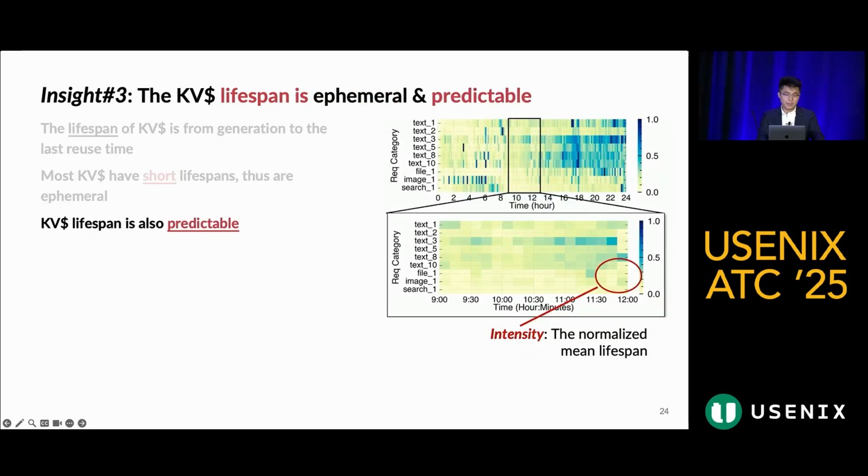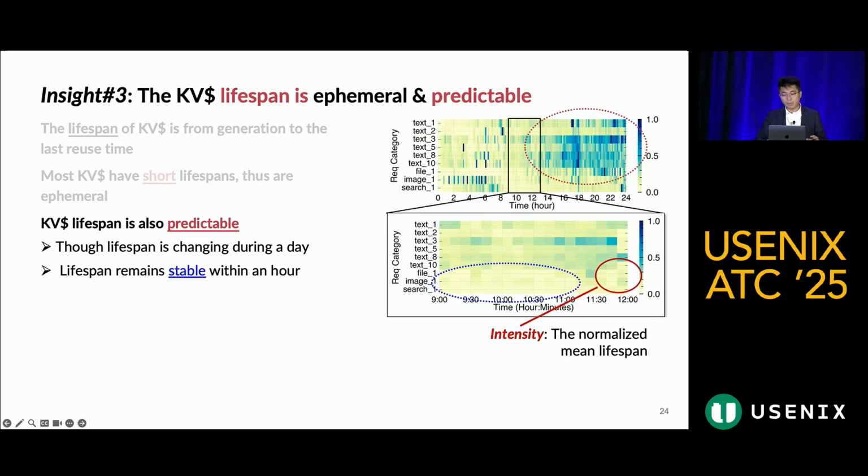More interestingly, we found that the lifespan of KVCache of a workload is also predictable. Look at the figure. We slice a day into 10-minute time intervals, and the color intensity indicates the length of lifespan. It seems that the lifespan is changing over the day, as shown by these speckles. However, once zooming out, we can see that the color remains uniform in each row, which means reuse time is quite predictable given different hours in a day.